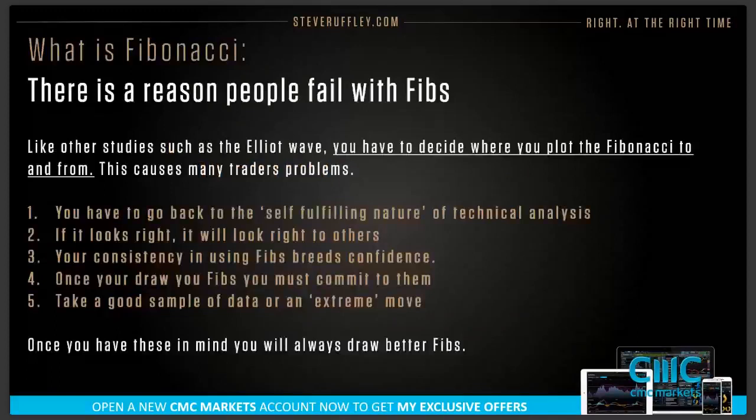And like other studies, like the Elliott wave, you have to decide where you plot the Fibonacci to and from. So this does cause traders problems, because a lot of other indicators, maybe like Bollinger Bands or your moving averages or oscillators like your RSI, you have absolute points of what to look at. The lines are drawn for you, and the values are given to you. Whereas with the Fibonacci, you have to decide where you're drawing it from.